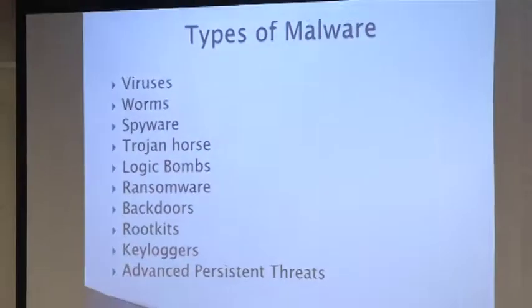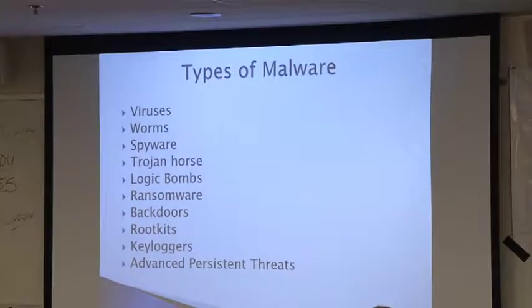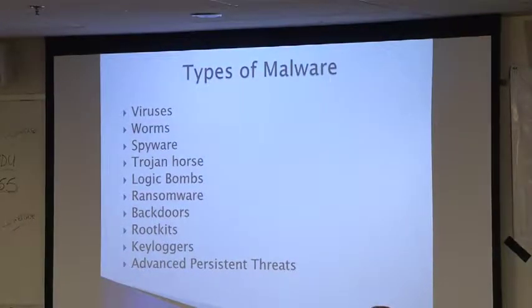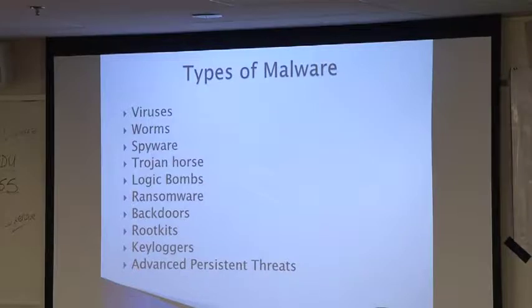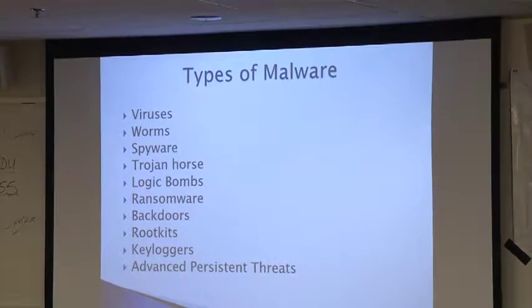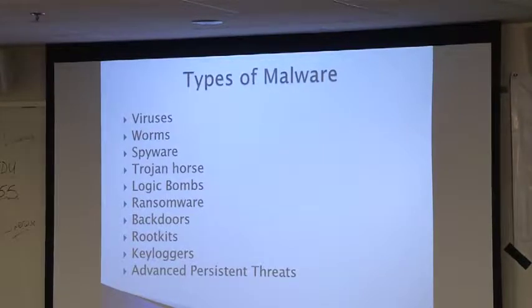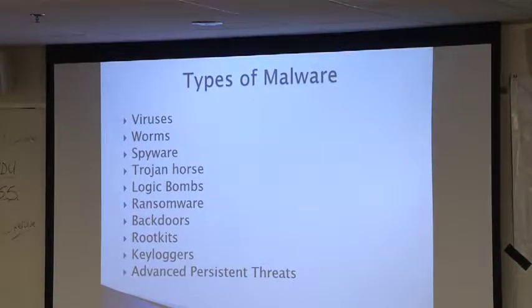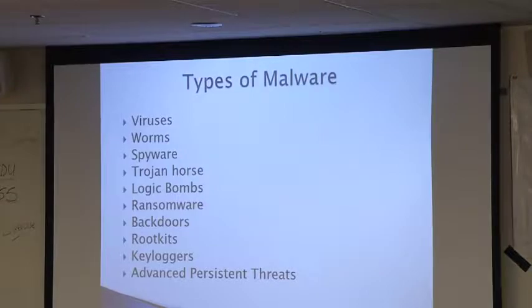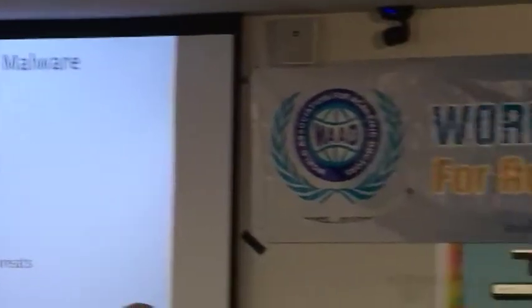So here are the types of malware: viruses, worms, spyware, Trojan horse, logic bombs, ransomware, backdoors, rootkits, keyloggers, and APT, which is advanced persistent threat. So as you can see, there's a lot of them. These are just minor. I just decided to list only 10. But out of these 10, I picked only one to discuss today, which is the advanced persistent threats.